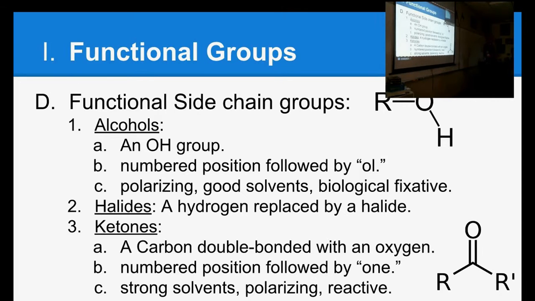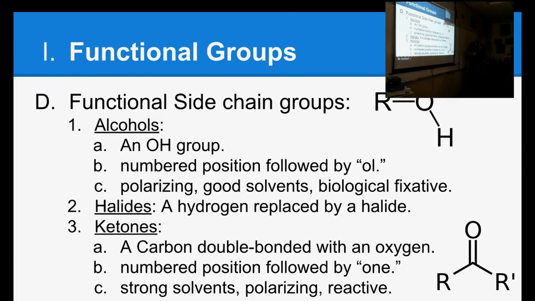Halides. Halides are where you lift off a hydrogen and you replace that hydrogen with a halide, with a fluorine or a chlorine or bromine, etc. And when we name those, we'll just say chloromethane or chloroethane or whatever. We'll just say it's got chlorine in there, right? And you should number where it is.